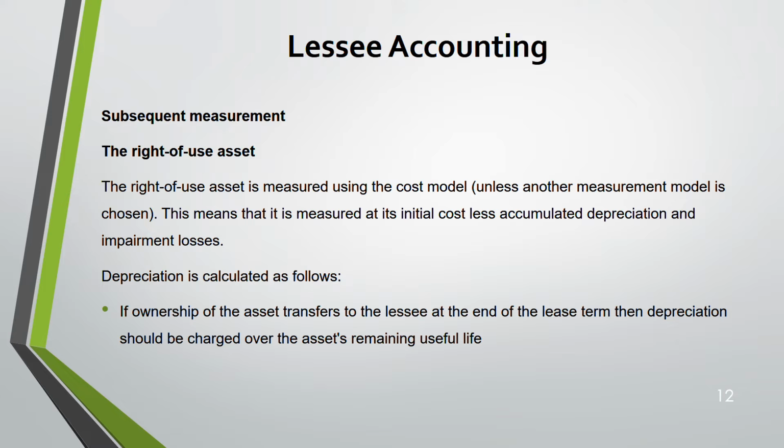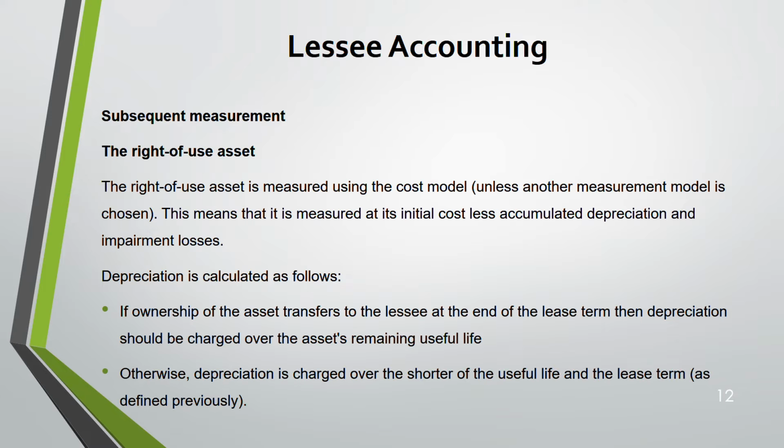But if the asset is not transferred to the lessee, it remains with the lessor at the end of the lease term, this is how you calculate depreciation. Shorter of the two: the useful life of the asset and the lease term, whichever is shorter. Let's say useful life is 5 years. Lease term is 4 years. Then depreciation is taken for 4 years.